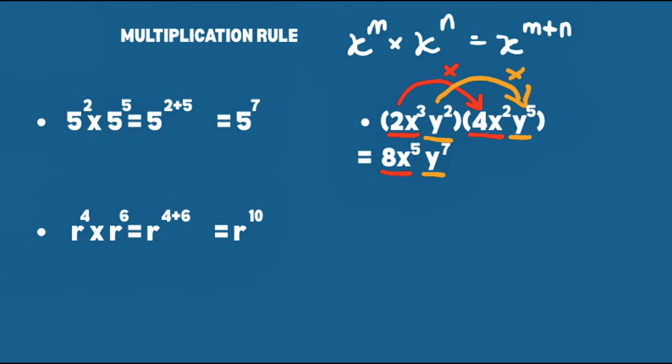Okay, so now we just move on to the second part, and that's multiplying the y values. So now we just do 2 plus 5 is equal to 7, so then it's going to be y to the power of 7. And then we just do first value times second value, and that's the end of the song.